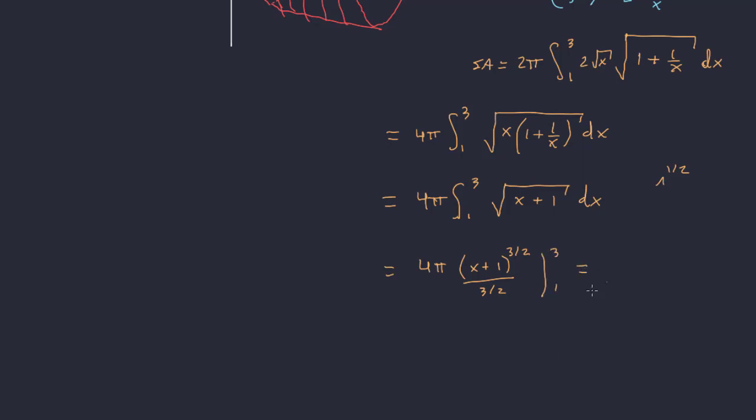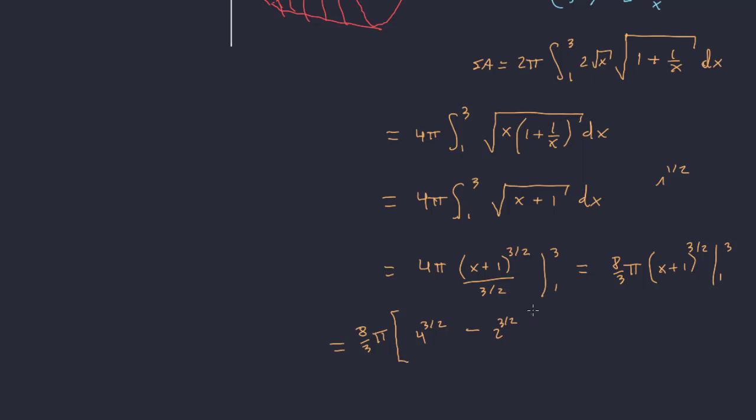Okay, so it will be 8/3 pi times x plus 1 to the 3/2 from 1 to 3. Okay, so we'll plug in the 3. So we'll get 8/3 pi, and I'll put a big bracket here. So we'll get 4 to the 3/2 minus, when we plug in the 1, it'll be just 2 to the 3/2.